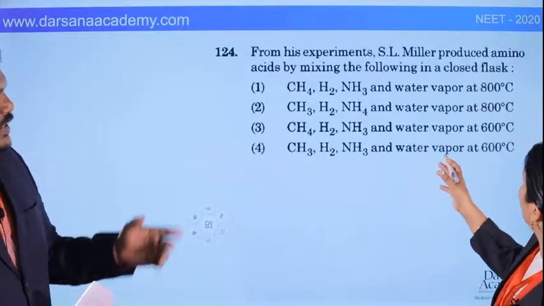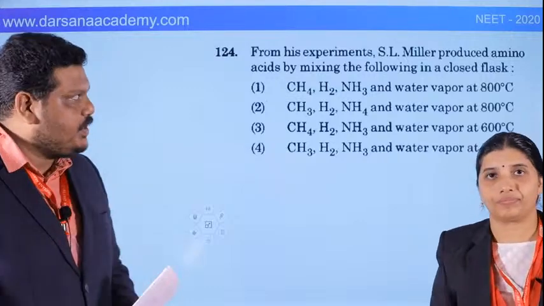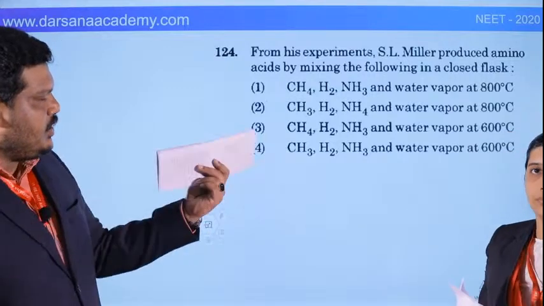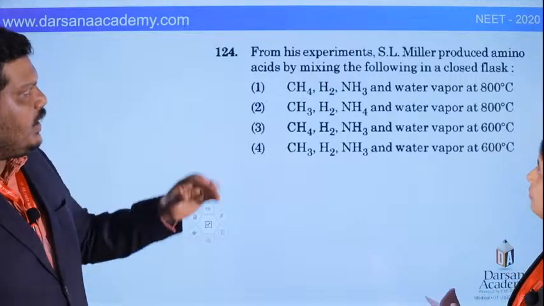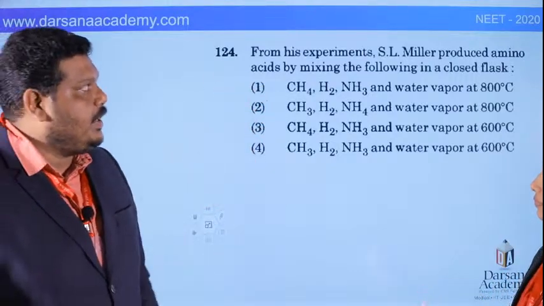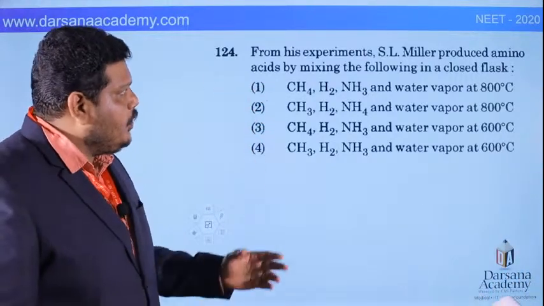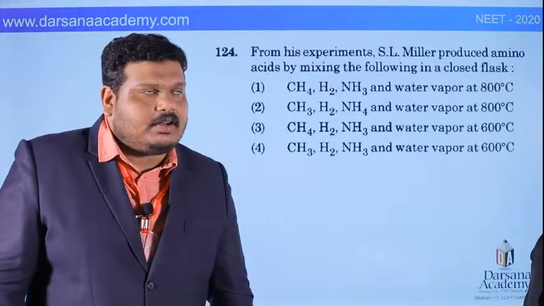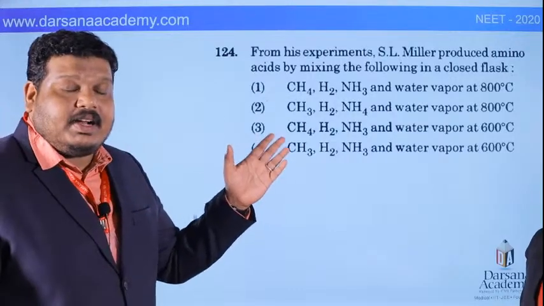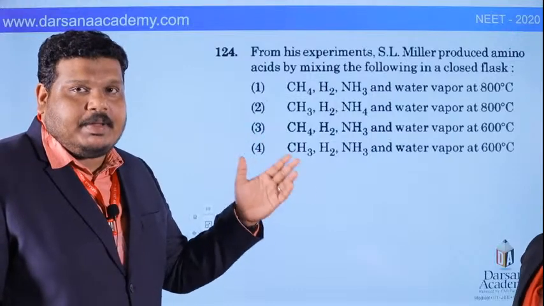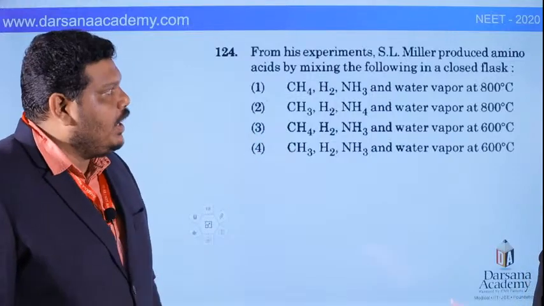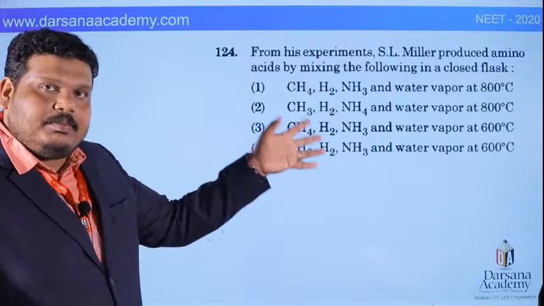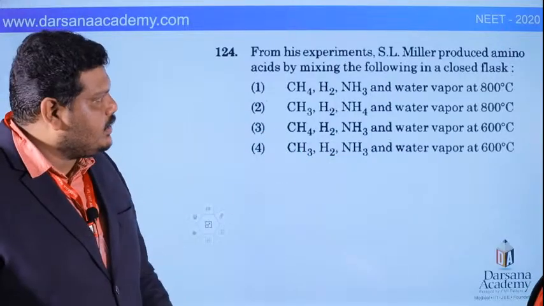This is from the evolution chapter, zoology portion. Okay, so this is also a simple question as mentioned by the teacher earlier. From whose experiment? Stanley Miller produced amino acids by mixing the following in a closed flask. That closed flask we call the Urey-Miller apparatus or Urey-Miller experiment. On the basis of that, what are the contents of the Urey-Miller apparatus?